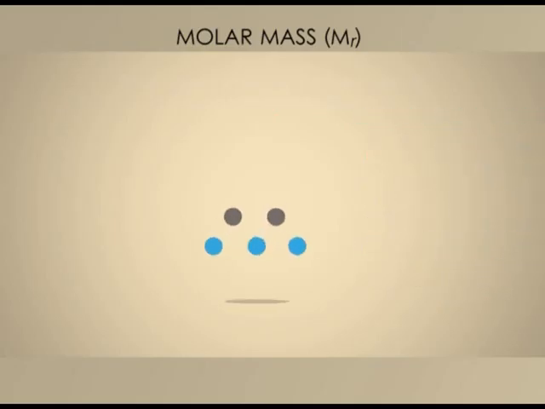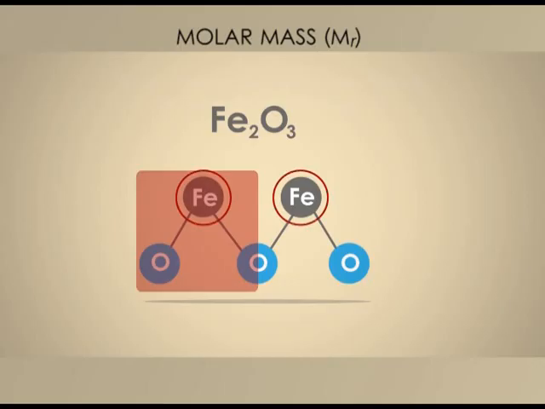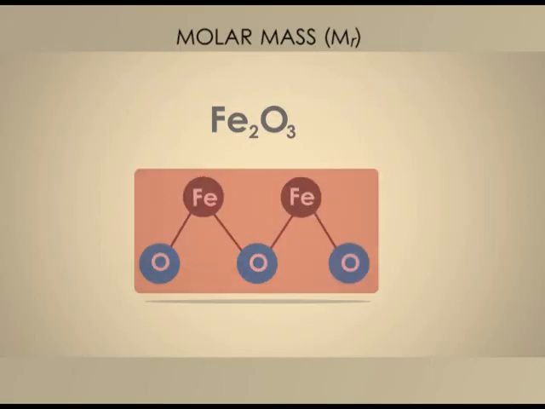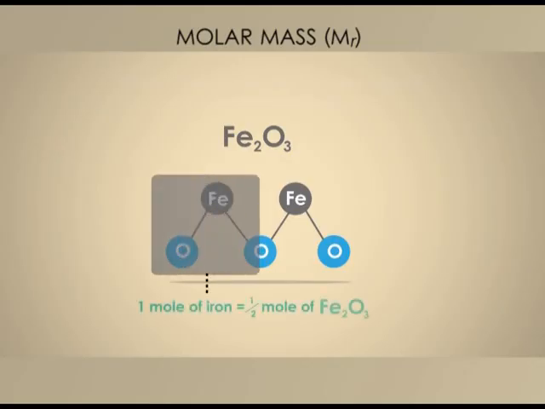What if we had iron 3 oxide? For 1 mole of iron, we have half a mole of the compound because there are 2 atoms of iron for every 1 particle of the compound. 1 divided by 2 is equal to a half.